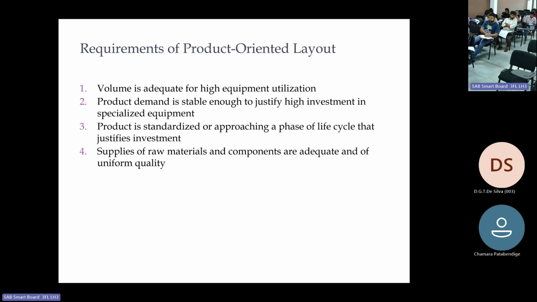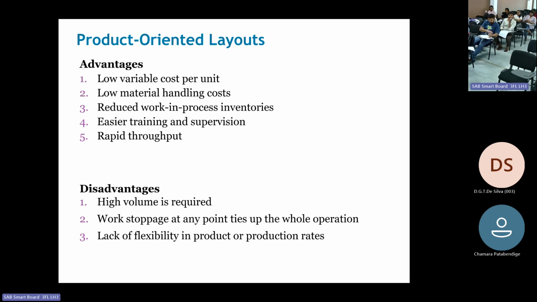To use product oriented layouts, we should have volume. That means the demand for your product should be high, for high equipment utilization. Product demand should be stable enough. Otherwise, we can't justify why we need a product layout. Supplying the raw materials and components should be adequate, so they are continuously produced. Other advantages and disadvantages are there. The main advantage is the rapid throughput and high efficiency.